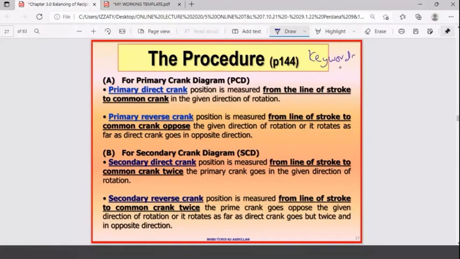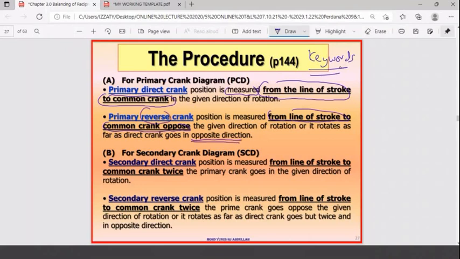Keyword, K-E-Y-W-O-R-D. Look at it: from line of stroke to common crank. That is the major keyword. For example, primary direct crank: you measure from the line of stroke to the common crank, then following the given direction. If the direction has not been given, you can assume it could be clockwise or counterclockwise. Same thing for the reverse, measured from the line of stroke to the common crank, but this one is reverse, so it must be in the opposite direction.